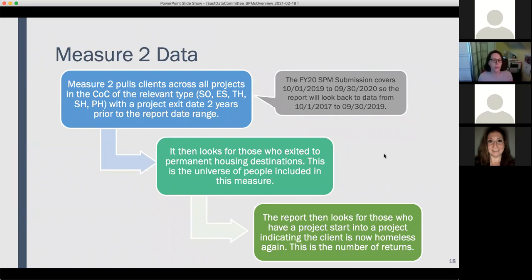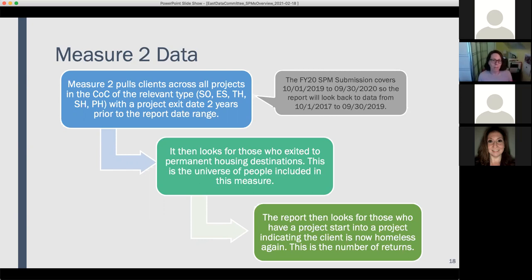So one of the odd things about measure 2, if you think about it, right, somebody returned, well, HUD has to define a sort of a date range for this. And what they say is we're going to look at the time period 2 years prior to the report period for the SPM's report. And we're going to look at folks who exited, and of those, folks who then exited to a permanent destination, and then of those, folks who then had another project start within the system in the same group of project types.